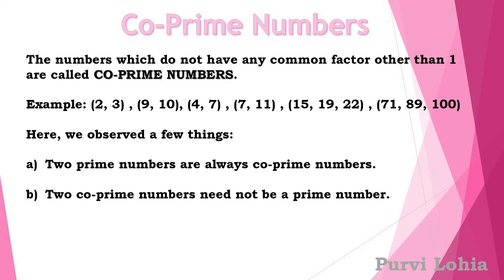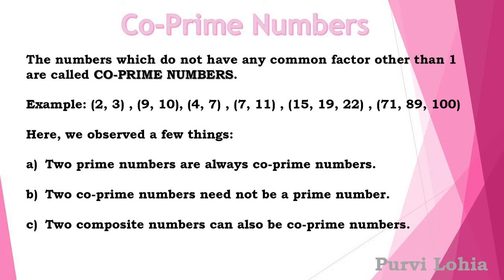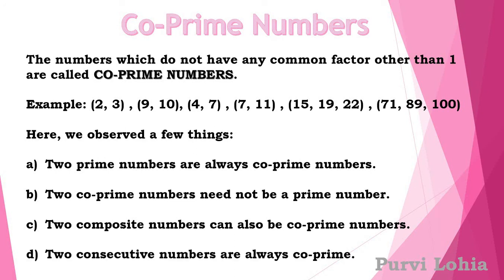Two co-prime numbers need not be prime numbers, like 14 and 15. Okay, these both are composite numbers, right? But they don't have any common factor other than 1. So they are co-prime numbers. Two composite numbers can also be co-prime numbers. Okay, like I explained right now. And two consecutive numbers are always co-prime, like 2, 3; 4, 5; 99, 100; 201, 202. So two consecutive numbers are always co-prime.